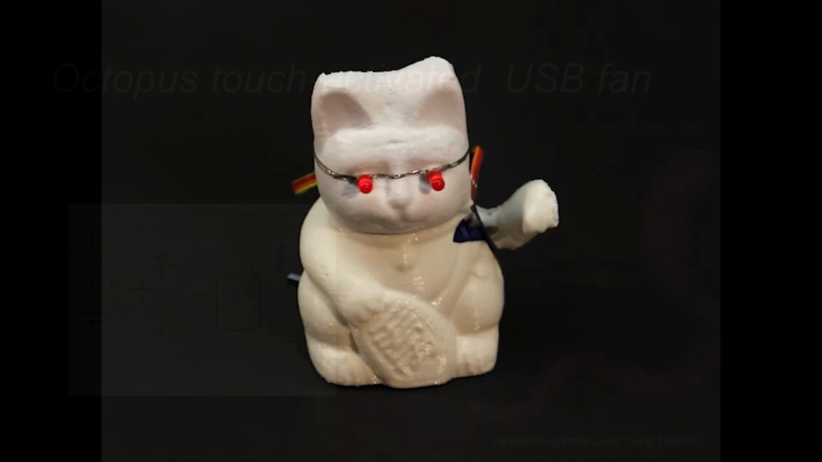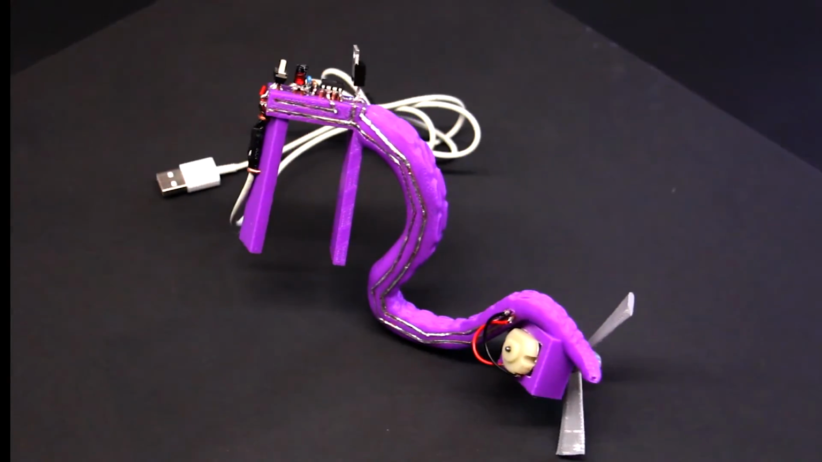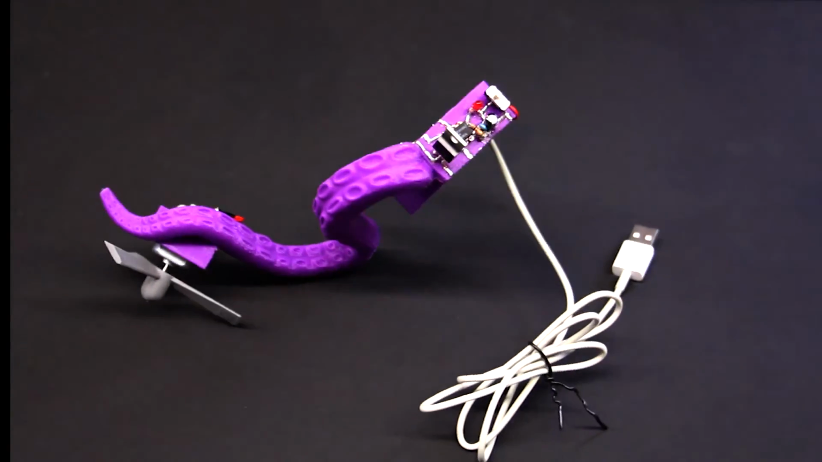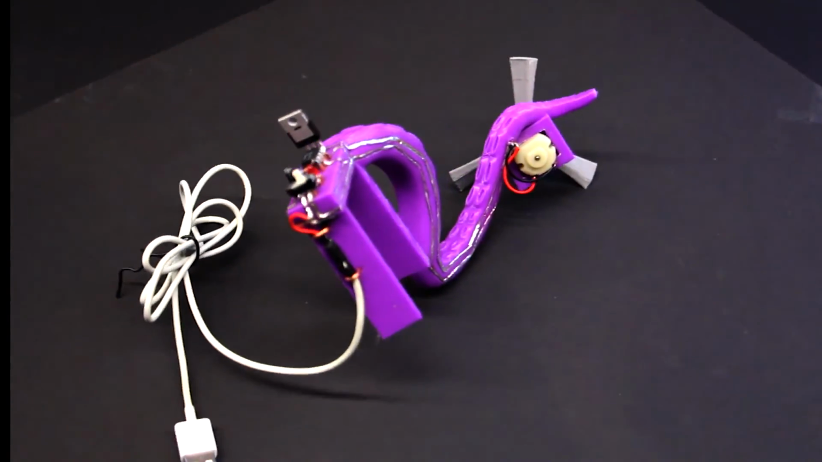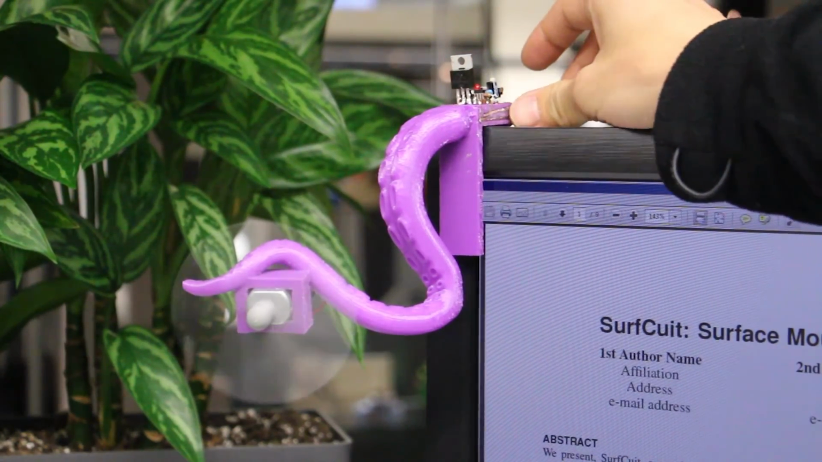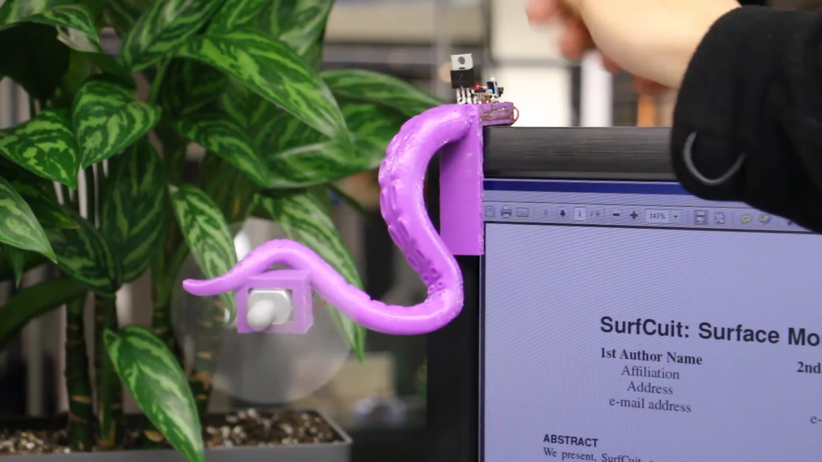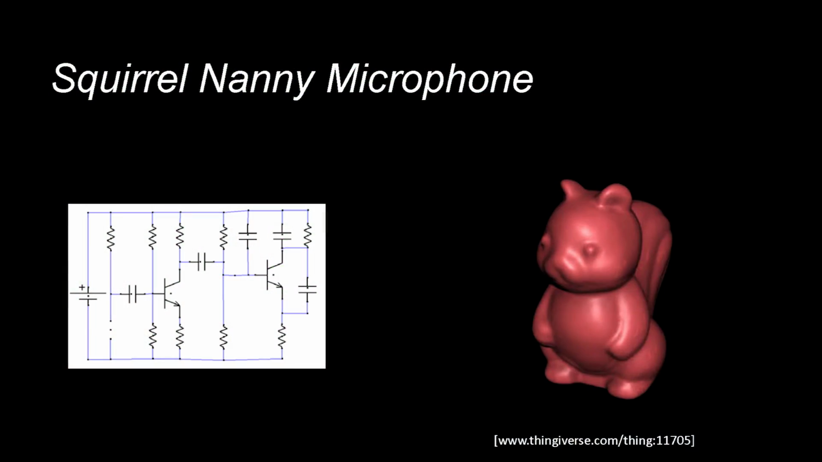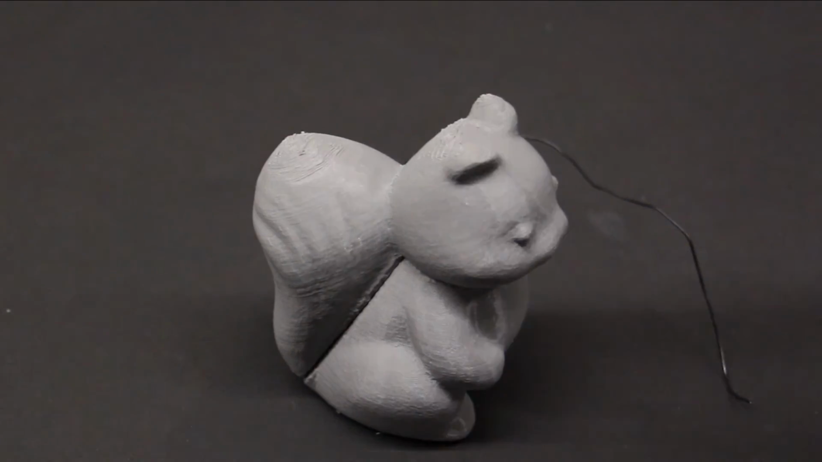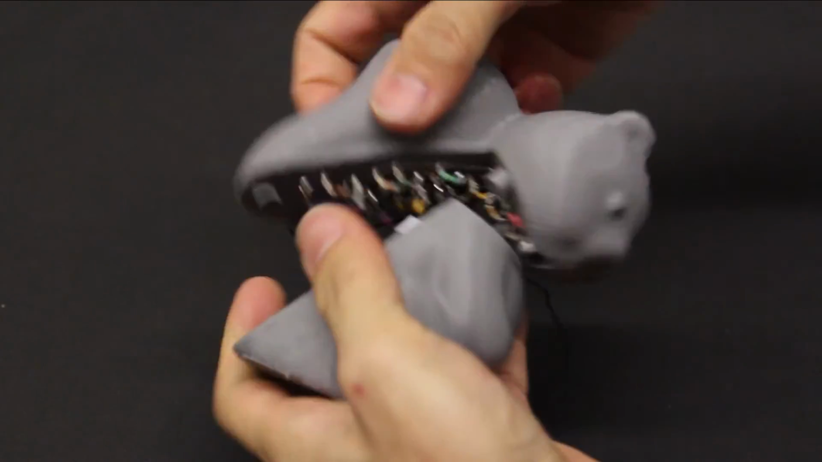Here is another example, an octopus tentacle that contains a touch-activated USB fan and can be mounted on a computer monitor. Our solid copper traces support enough current to drive a DC motor. Our spy squirrel contains a concealed microphone and FM transmitter. The circuit is fully enclosed inside the body.